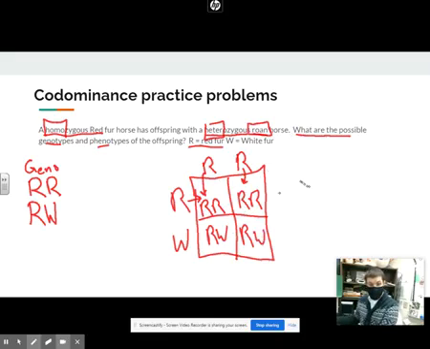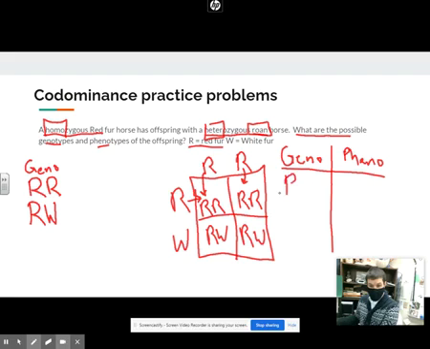Now I need to figure out what the possible genotypes and phenotypes are. I'm going to make a little chart here. Geno, pheno, and I'm going to associate which one goes with which. So we have big R as a possibility, big R. And because this is codominant, and I have 2 copies of the red allele, I'm going to see red. This is like that pepperoni pizza or the sausage pizza. If we're just coding for pepperoni or sausage, that's all we're going to see on there. So this one is going to be red as the phenotype.